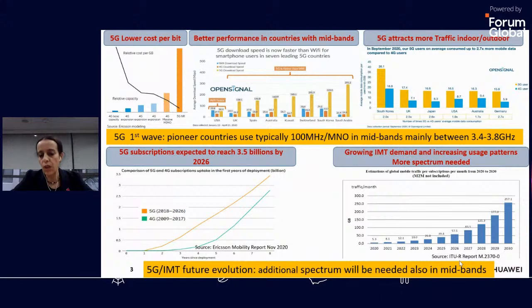And that kind of additional spectrum will be needed also on these bands that serve this balance between coverage and capacity.